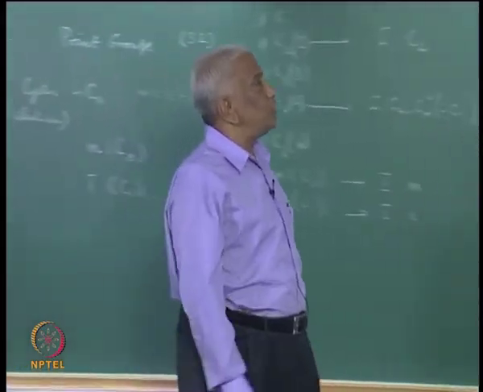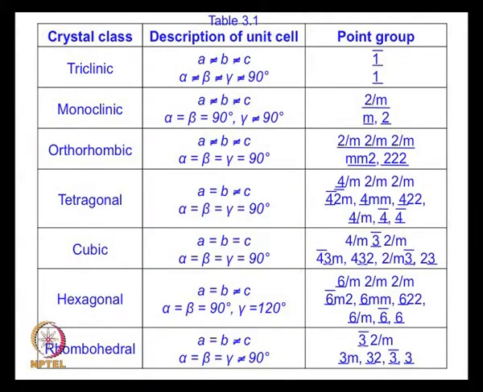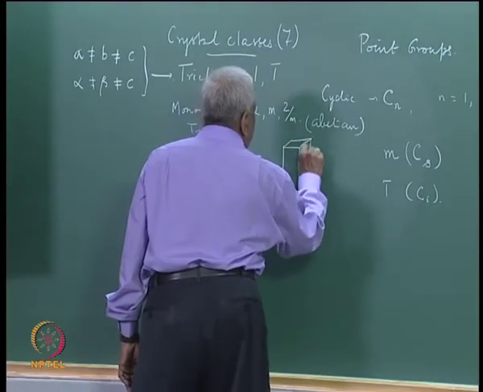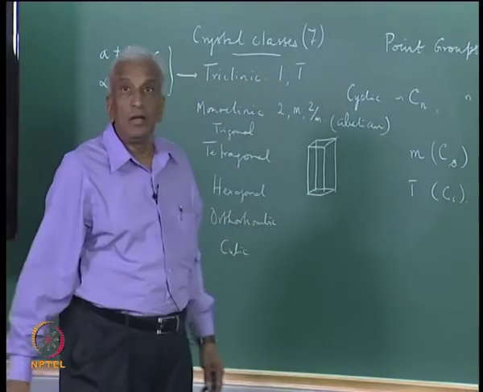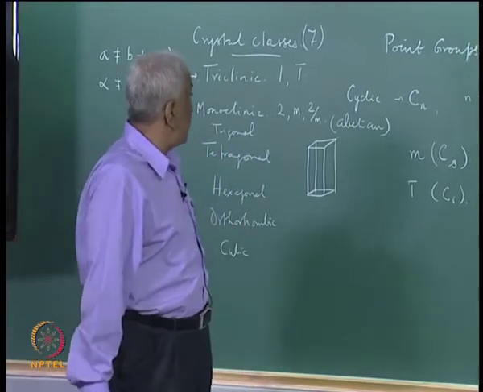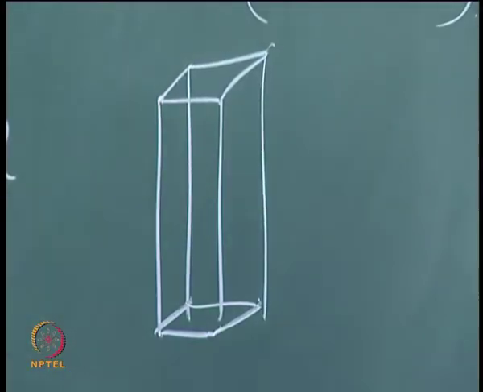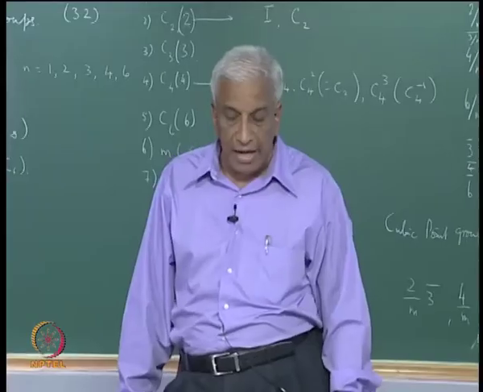So, A not equal to B not equal to C, alpha equal to beta, gamma equal to 90 degrees. Then tetragonal has A equal to B not equal to C. A tetragonal lattice is something like this. So, it is a square base and a long parallel, like a rectangular parallelepiped. So, A equal to B not equal to C, but the interaxial angles are all 90 degrees.